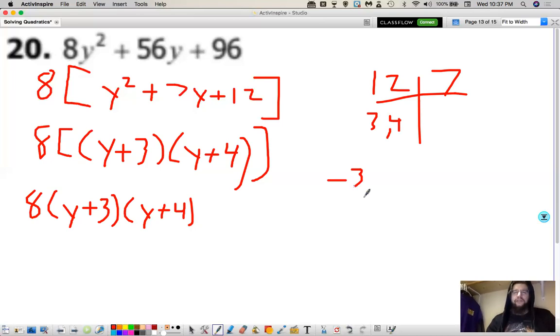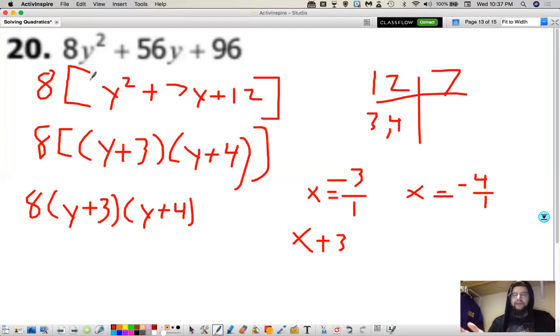Negative 3 over, what's my A? 1. You go with this A. X equals negative 4 over 1. So that's going to be x plus 3. Oops, x. Our variable's y, right? So I'm wrong variable, my bad. And x plus 4. There you go. Done. It's the same thing either way. But you know, this just gives us this part. Don't forget your GCF is still on the outside. It's times whatever you get here.